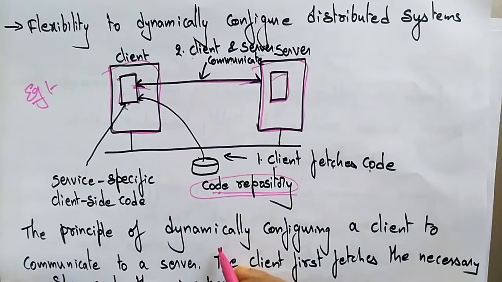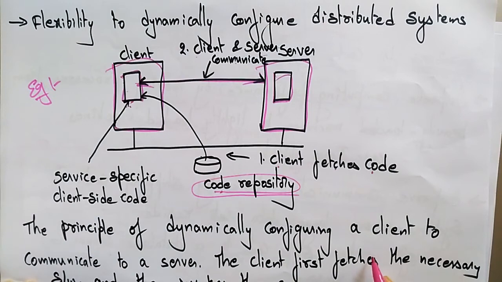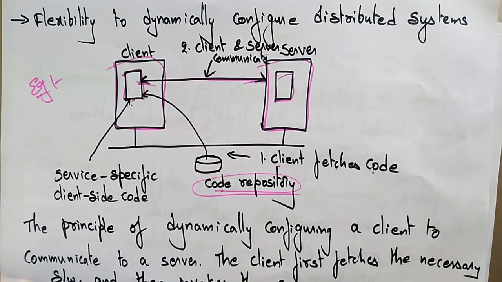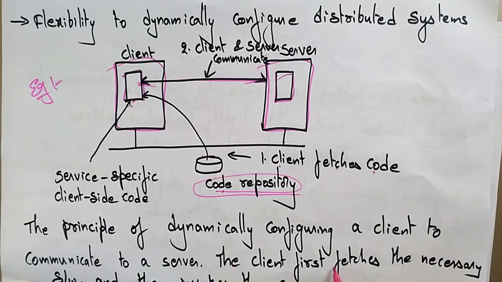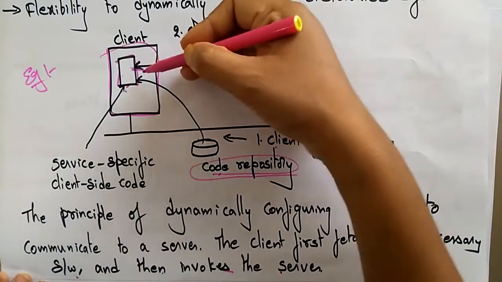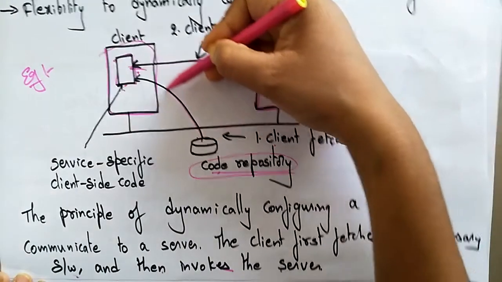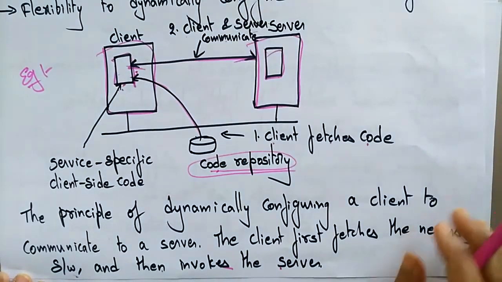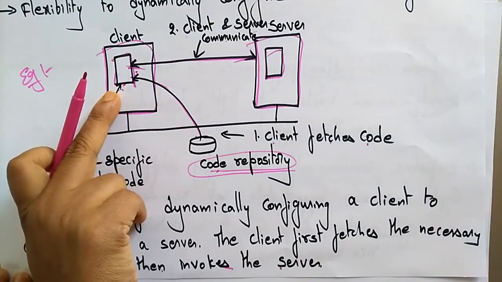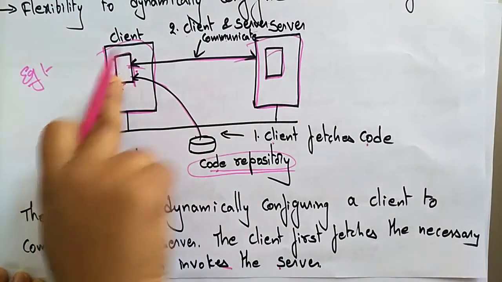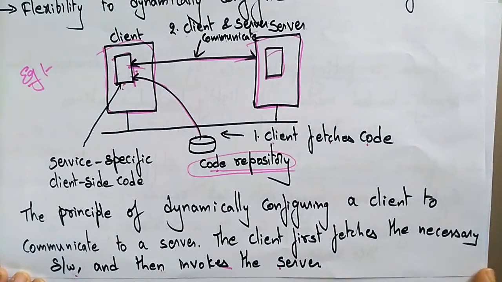The principle of dynamically configuring a client to communicate with a server is that the client first fetches the necessary software and then invokes the server. So whatever the client wants from the server, first the client is going to fetch the necessary software. After that, the client invokes that software on the server. First it needs to fetch the necessary software and then invoke the server.